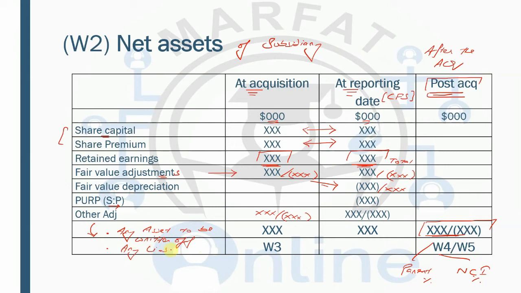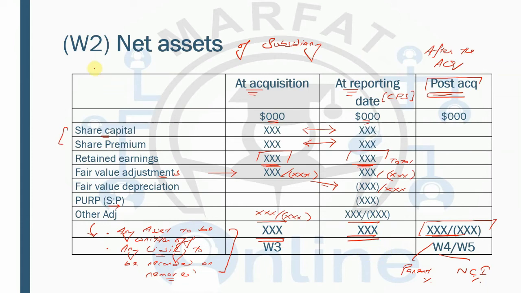Any liability to be recorded or removed. In other words, if you want to record any asset of the subsidiary, or if you want to remove any asset of the subsidiary, if you want to record any liability, or if you have to remove any liability related to the subsidiary, then you can do those things in the other adjustment column, because these are all the adjustments which are related to the subsidiary. So when you total, this is net assets at acquisition, and this is net assets at reporting date, and the difference between these two is known as the post-acquisition, which will be shared between the parent and the NCI according to their set percentages.